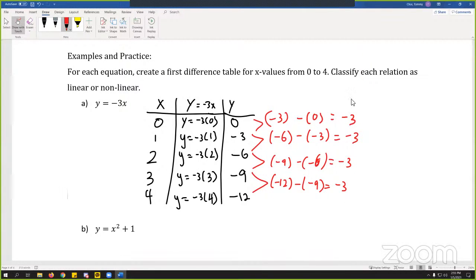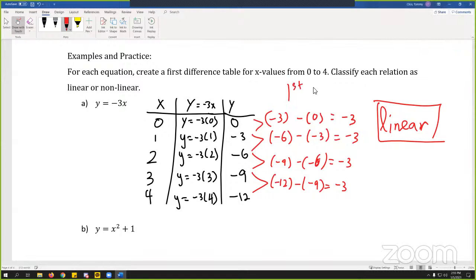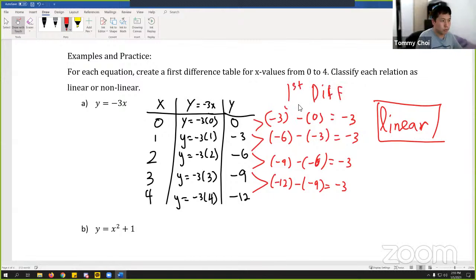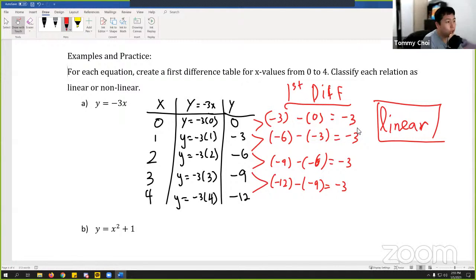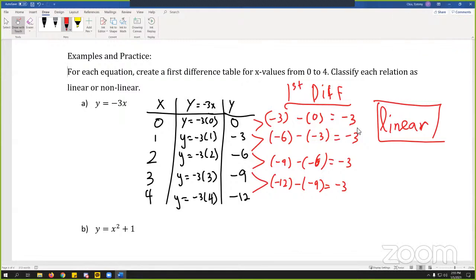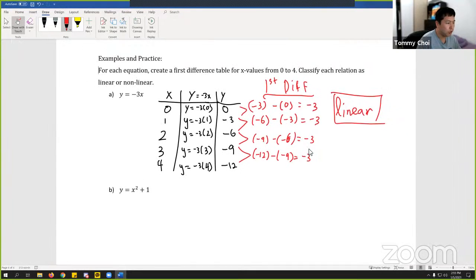Is this linear or nonlinear? First difference. That is totally linear. Very good. All the first differences are the same. If every number is the same, it's linear. That's pretty simple to know. Very good. I see why education is so important. So first differences, they're all the same. It's linear. Boom.